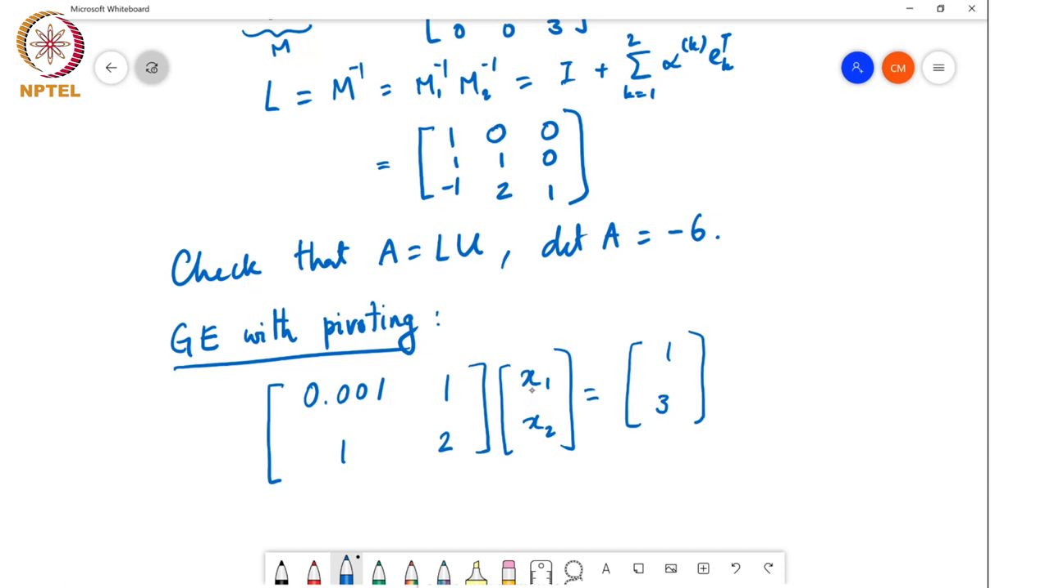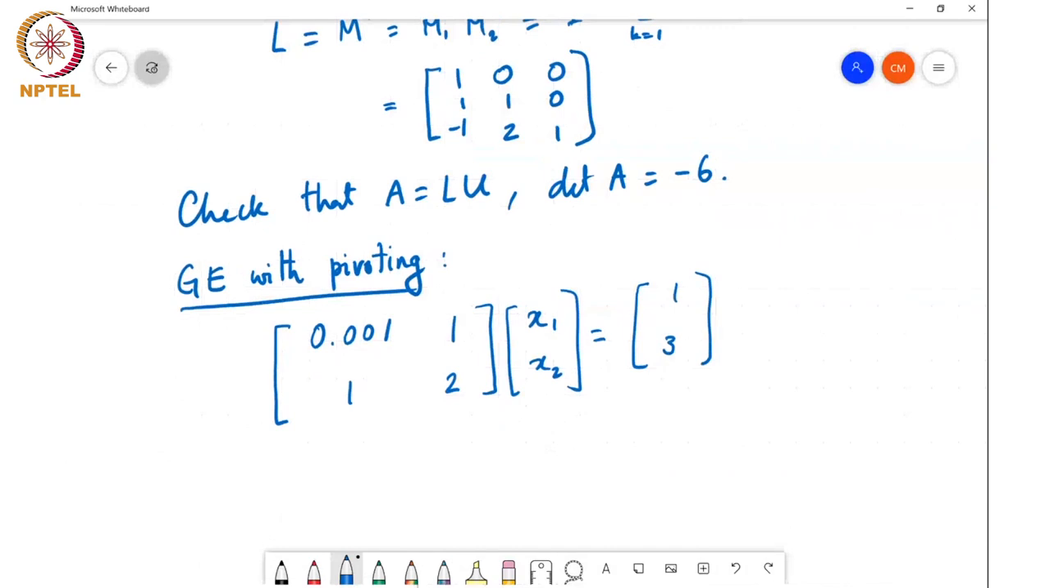You can already see that if I set x1, x2 equal to 1, this will be 1.001, and this will become 3, and that almost solves this problem. So if I get an answer which looks close to 1, 1, 1, I know that I've solved the problem. But if you try to do this using LU decomposition, remember that LU decomposition is one way to solve these kind of problems, and it gives you some computational advantage in very large dimensional systems.